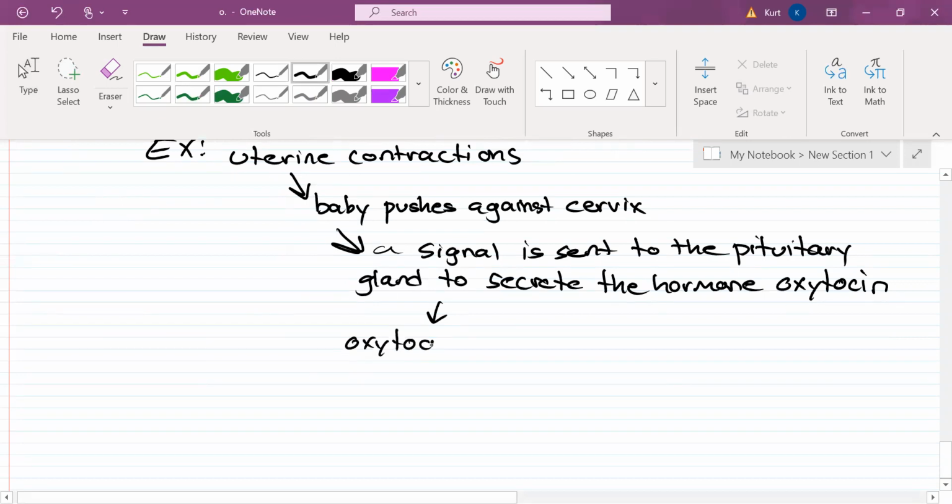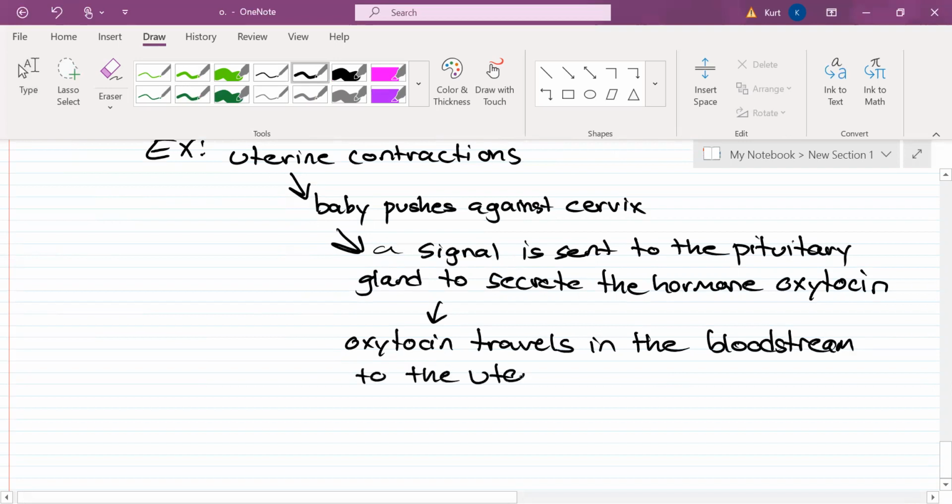Oxytocin travels in the bloodstream to the uterus and stimulates it to contract more.